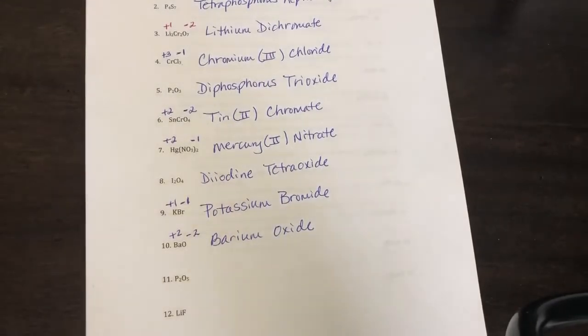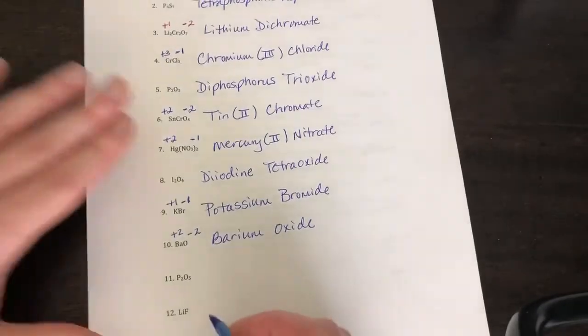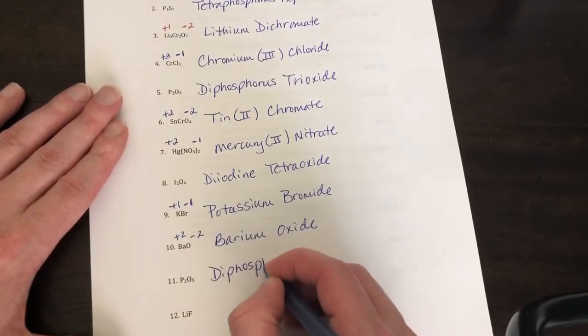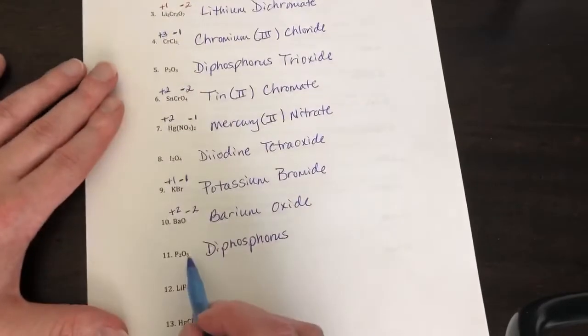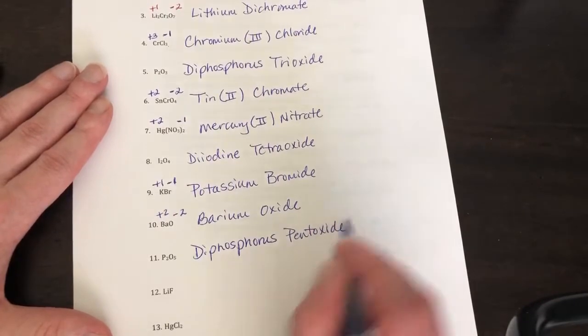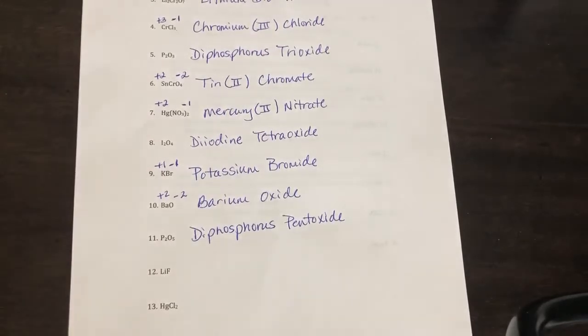P2O5. P is to the right of the zigzag line, so we're going to have to use prefixes. The prefix for 2 is diphosphorus. The prefix for 5 is pent, oxide. If you put pentaoxide, that's also acceptable, but they usually don't write two vowels next to each other, like A and O. So just keep that in mind. I'm not going to count off for that if you wrote it like that.